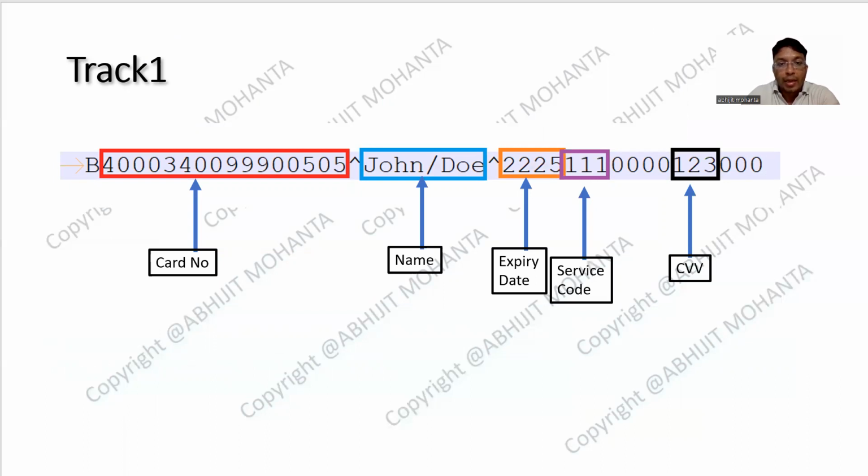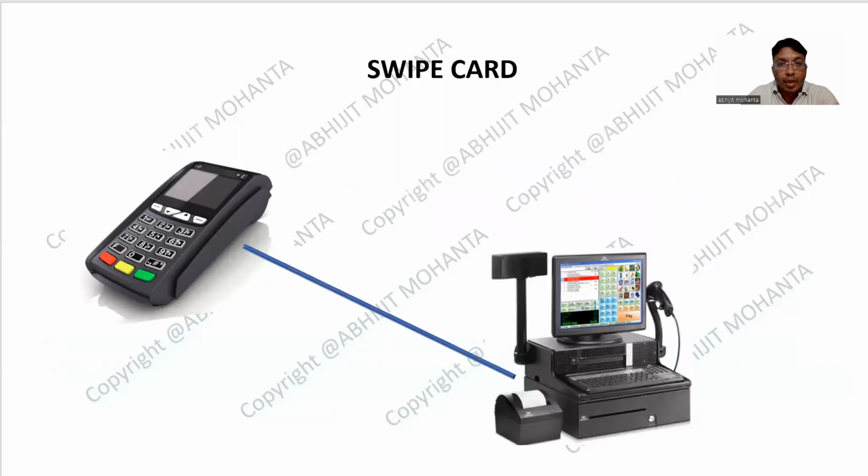Second, the name of the owner, and third, again a separator. This is followed by the expiry date. This is followed by the service code, and then again 4 zeros. This is followed by the CVV, and 3 zeros.